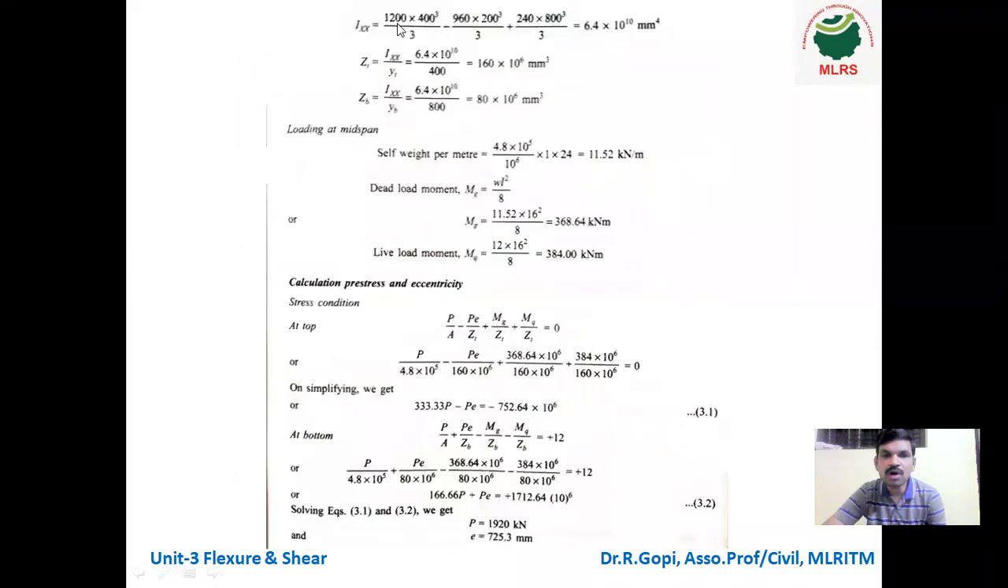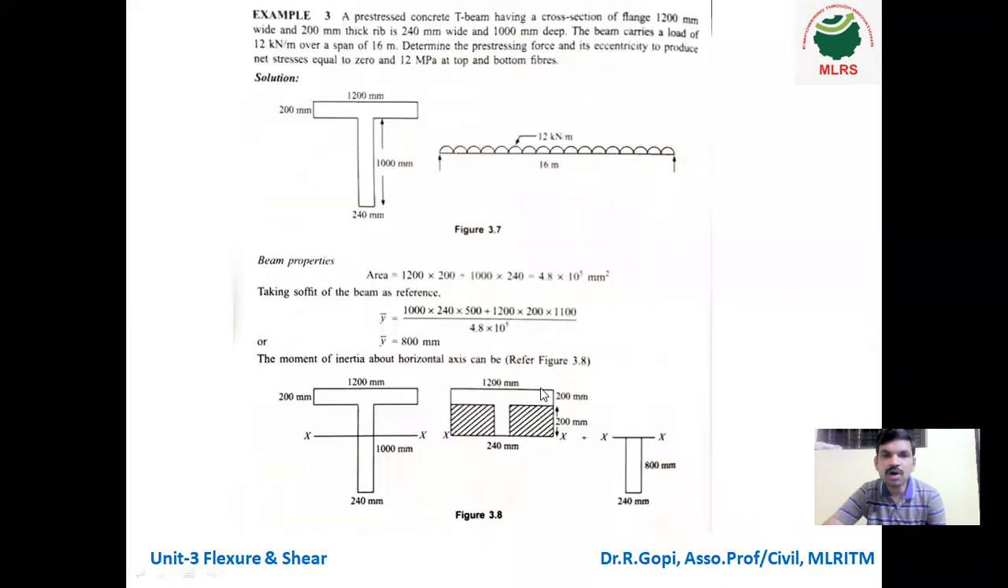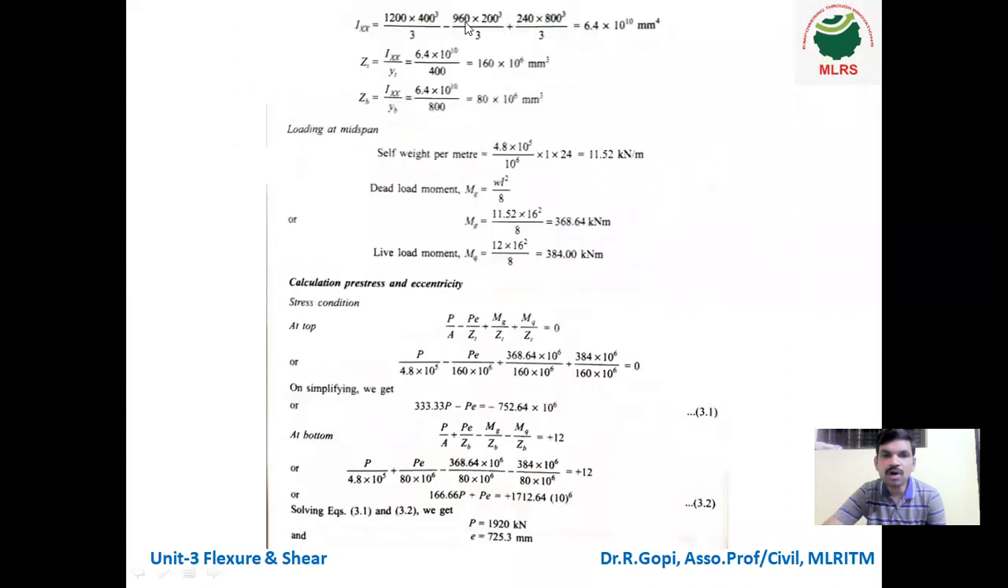So Ix is equal to 1200 into 400 cube by 12. First I am considering this as the rectangular section. So for the rectangular section, it is BD cube by 12. Next, we have to minus this shaded area. What is the size of that shaded area? It is 960 into 200 cube divided by 12.